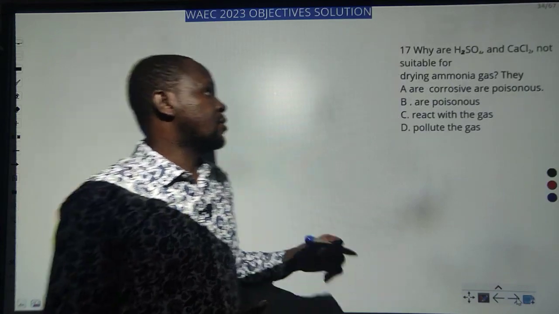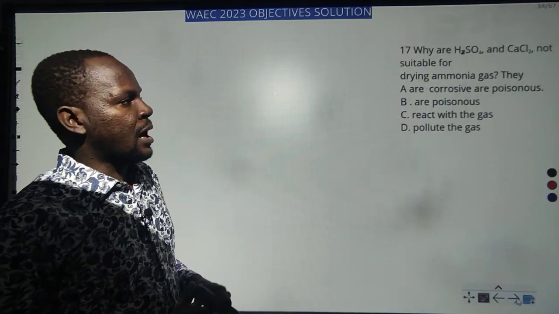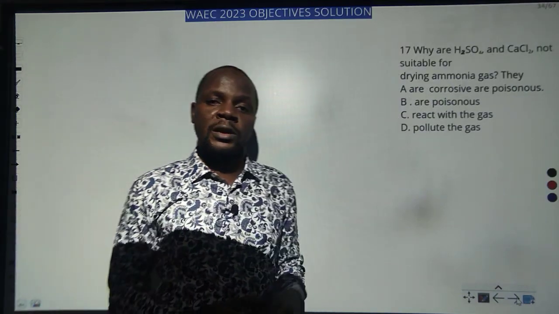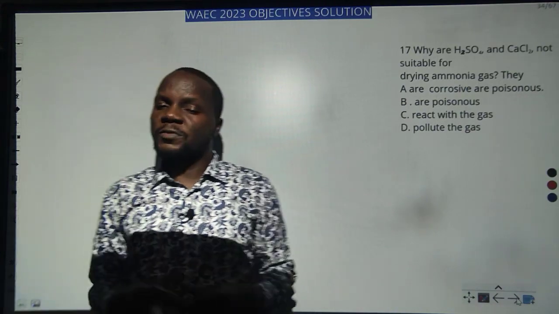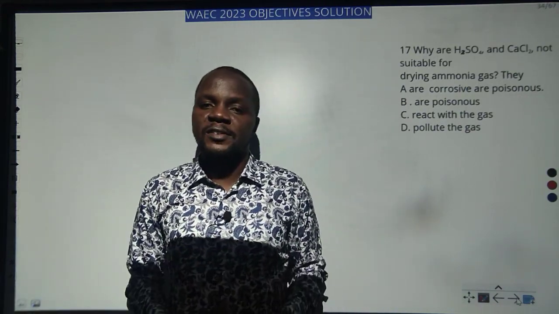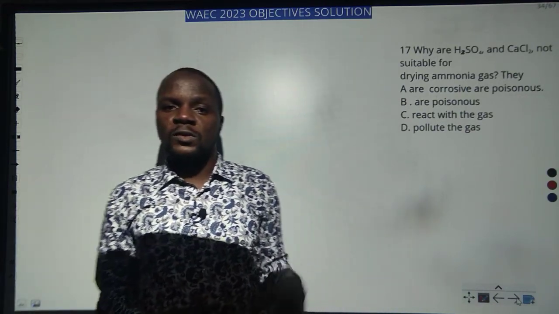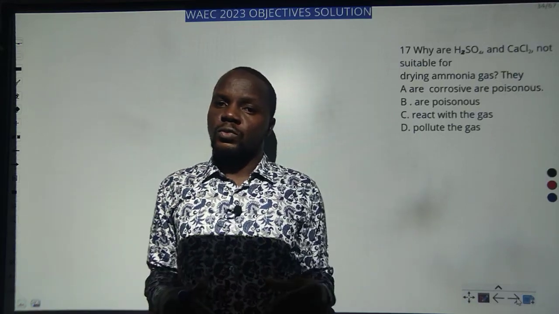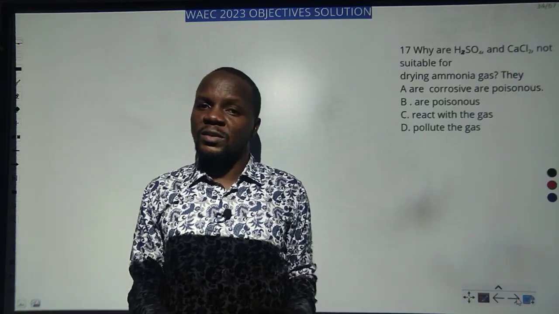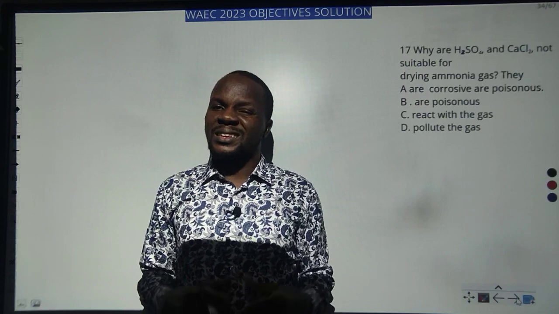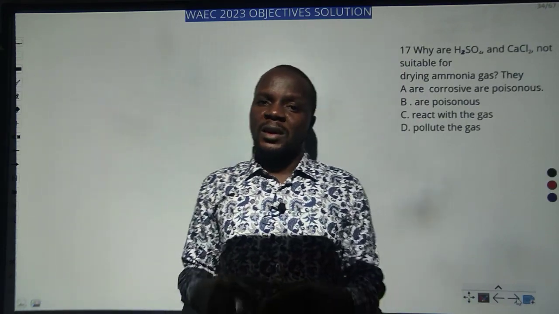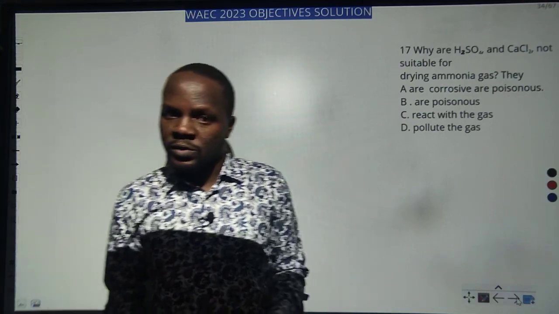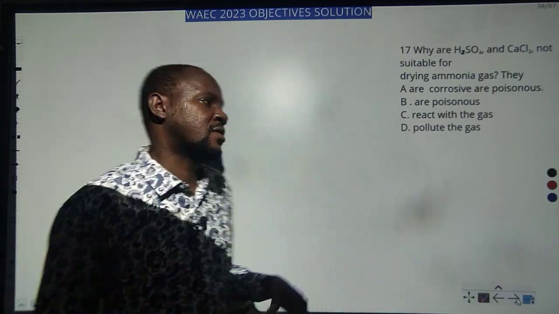Okay, the next says, why are H2SO4 and calcium chloride not suitable for drying ammonia? You remember that ammonia has a lone pair, and because of that, it is classified as a base. So you cannot use an acid to react with a base. It will react with it. One thing we look into in chemistry is, when we want to choose a drying agent, we must be careful that it is not something that is going to react with it.